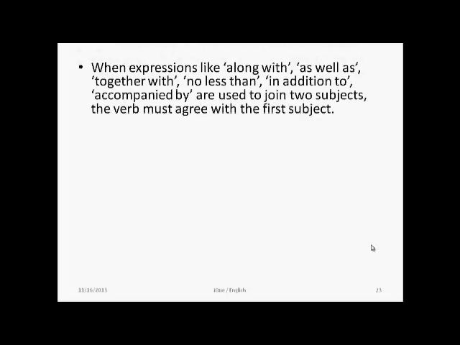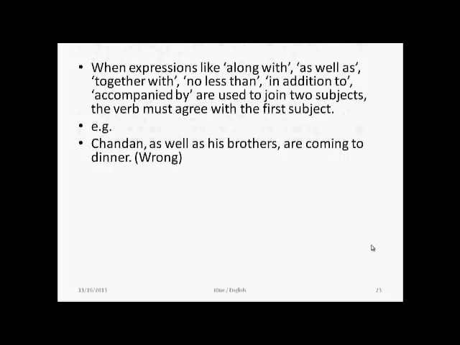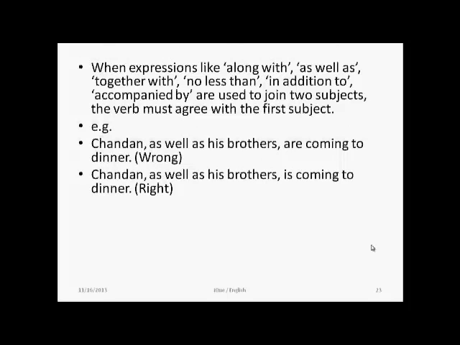When expressions like along with, as well as, together with, no less than, in addition to, accompanied by, are used to join two subjects, the verb must agree with the first subject. For example, we do not say Chandan as well as his brothers are coming to dinner. Here, the first subject is Chandan, a singular, and hence the correct way to write this is Chandan as well as his brothers is coming to dinner.